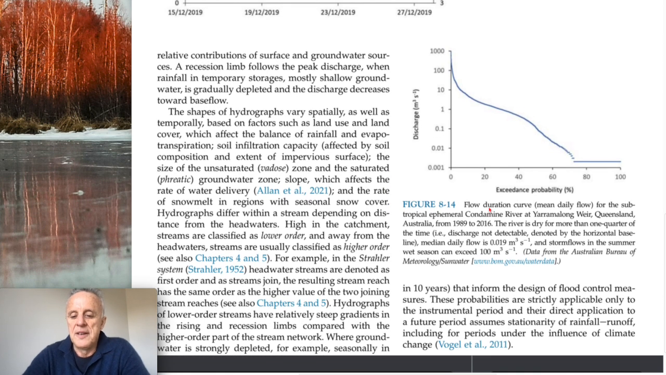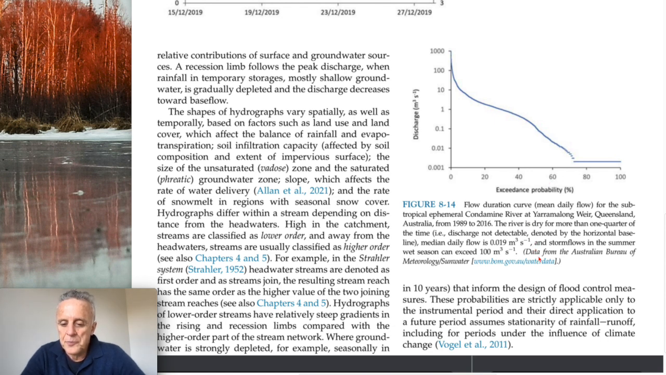And let's see here, figure 8-14, flow duration curve, mean daily flow for the subtropical ephemeral Condamine River at Yarramalong Weir in Queensland, Australia, from 1989 to 2016. The river is dry for more than a quarter of the time, i.e. discharge is not detectable. They don't live at the horizontal baseline. So this is the horizontal baseline, and this is base flow. And this is the response to a rainfall event. This is the discharge in meters cubed per second, and this is an exceedance probability.